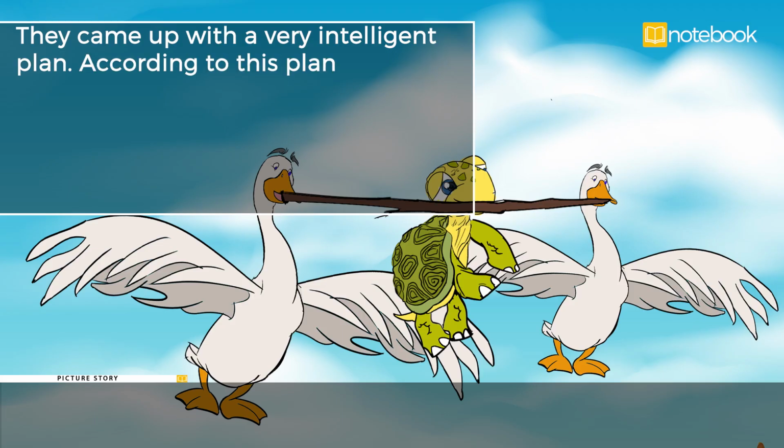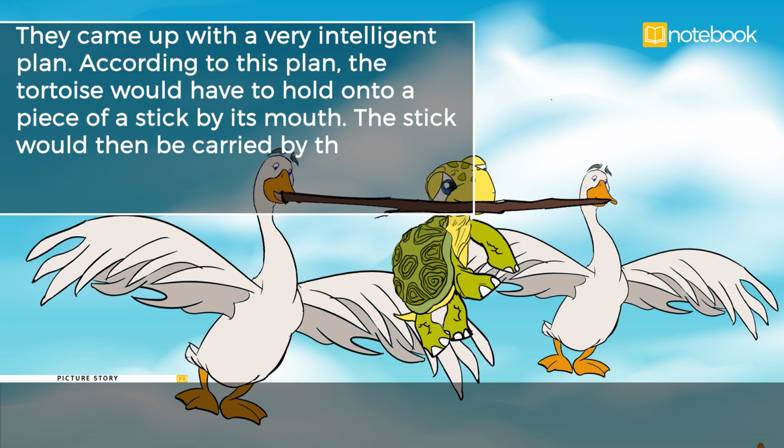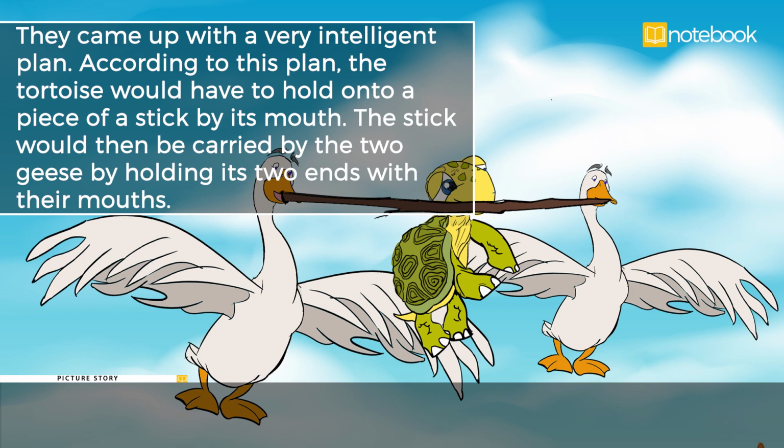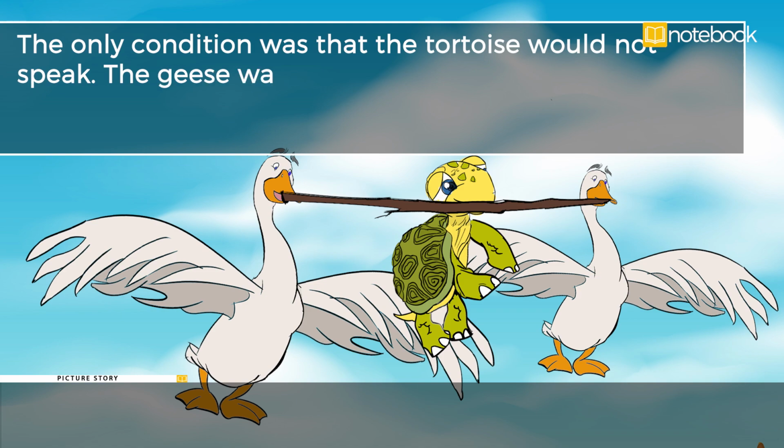According to this plan, the tortoise would have to hold on to a piece of a stick by its mouth. The stick would then be carried by these 2 geese by holding its 2 ends with their mouths. The only condition was that the tortoise would not speak. The geese warned the tortoise many times.